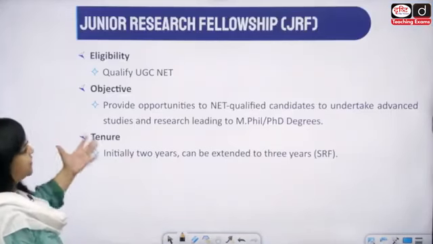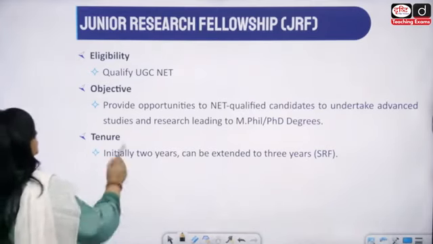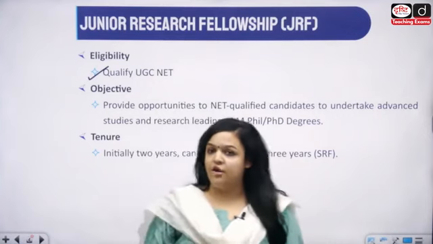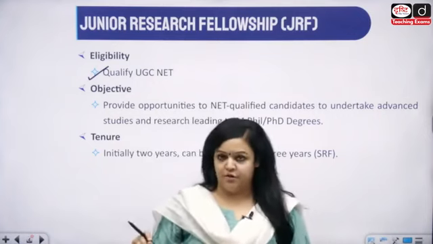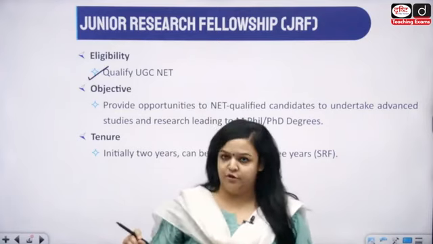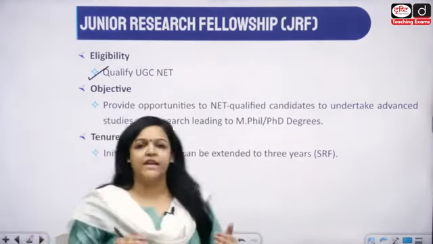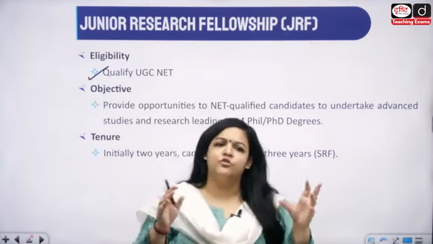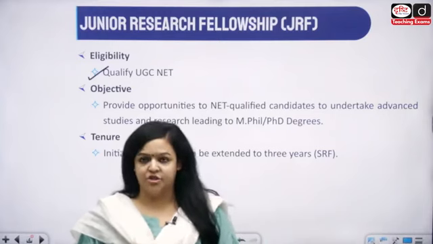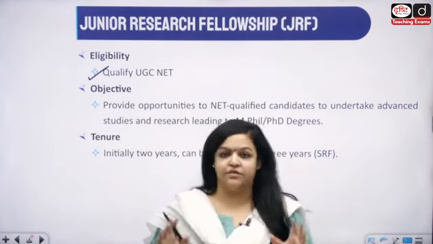So the first one is Junior Research Fellowship, which is the most common form. And the only eligibility here is that you have to qualify UGC NET JRF. So a certain cutoff is decided. If you're able to meet that cutoff, if you have qualified it, then you are eligible for the Junior Research Fellowship program. Now, what is the objective here? The objective is to provide financial aid to those NET qualified students so that they can undertake higher education in the form of MPhil or PhDs and also undertake advanced research.